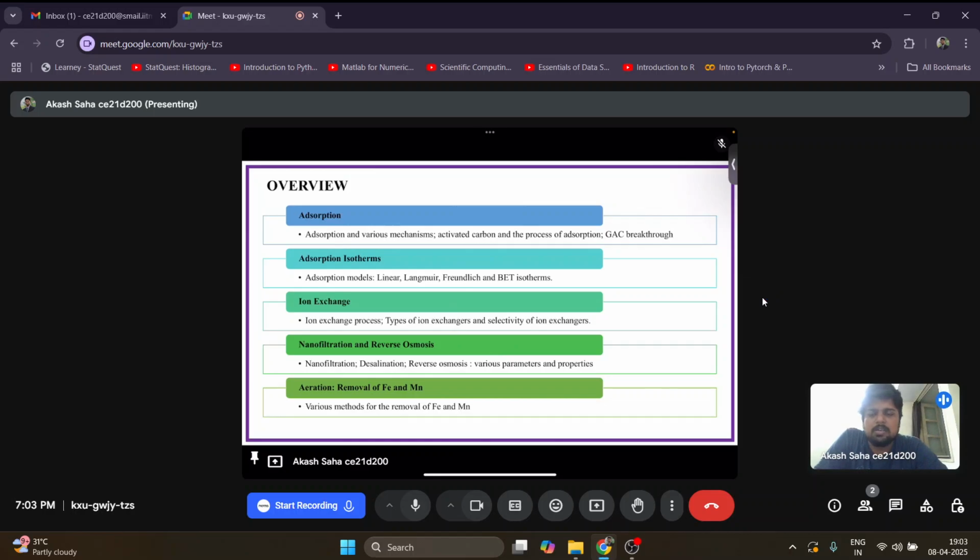And then we started discussing the ion exchange methods. What are the various types of ion exchangers, and how does selectivity matter in ion exchange processes. And after that, we moved on to filtration processes, where we talked about nanofiltration and reverse osmosis. What are the various parameters and the properties. And at last, we saw the concept of aeration for the removal of ferrous and manganese. So that's the contents of week 11. Okay, so we will see some multiple choice questions, and then we will discuss some subjective problems also.